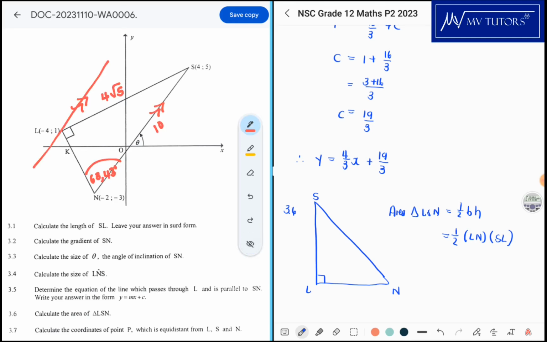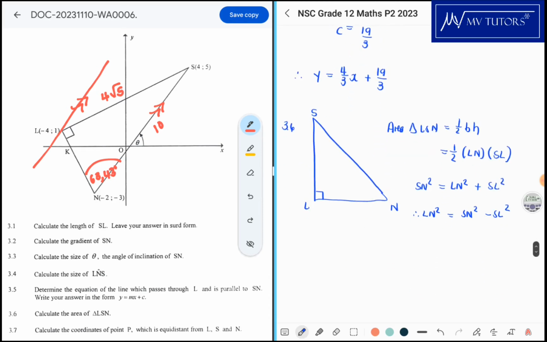We can use Pythagoras actually to get LN. So we can say SN squared is equal to LN squared plus SL squared. So LN squared is SN squared minus SL squared. All right, do we know what LN is? No, that's what we're looking for.